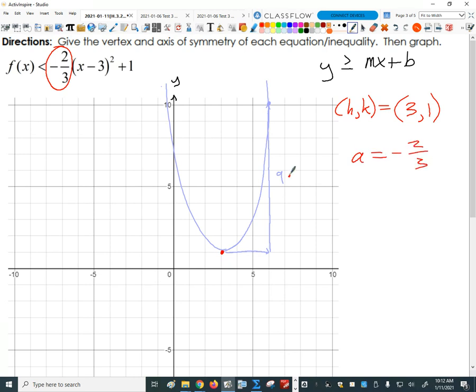So 9 times negative 2/3, we calculated to be negative 6. So instead of going up by 9, we're going to go up by 9 times negative 2/3. So we're going up by negative 6, which is the same thing as going down 6. And so there's another point that falls in a convenient place for us to use to sketch.